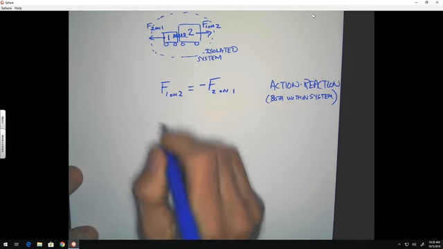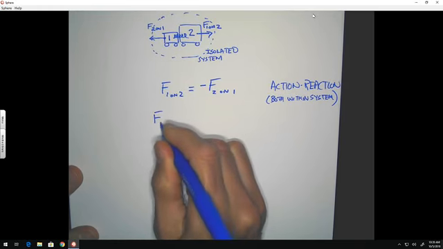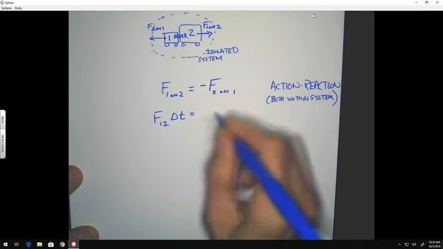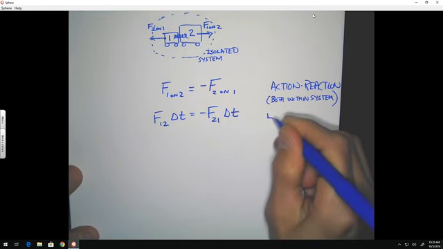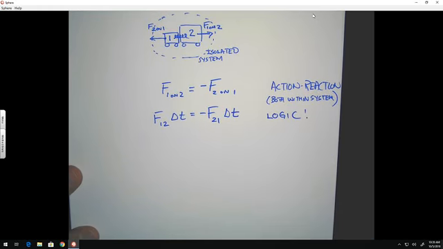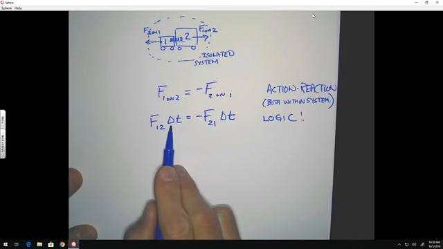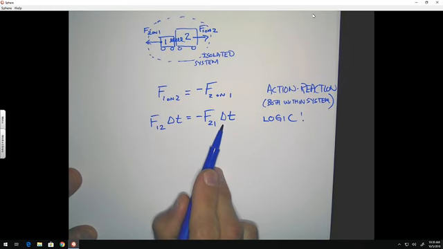So the first step is we're going to use common sense and logic. I'm going to just write F12 from now on. I'm going to write logic here. And here's what I mean by that. In algebra, you're told that you can multiply 2 sides of an equation by the same thing and you don't change the equation. That's exactly what's happening here. I'm going to multiply both sides by delta t. The delta t is the time that the carts interact with each other.